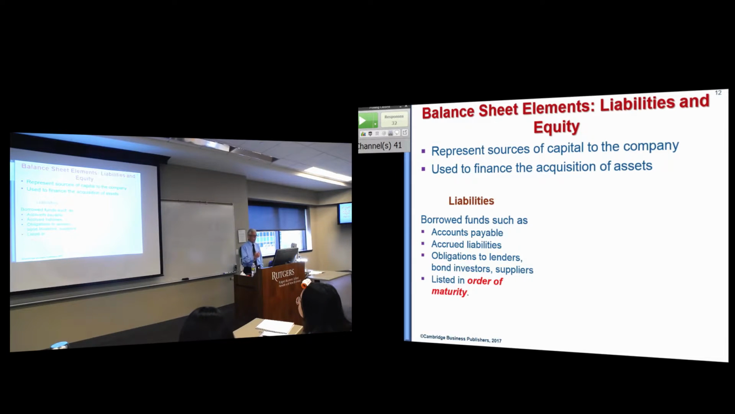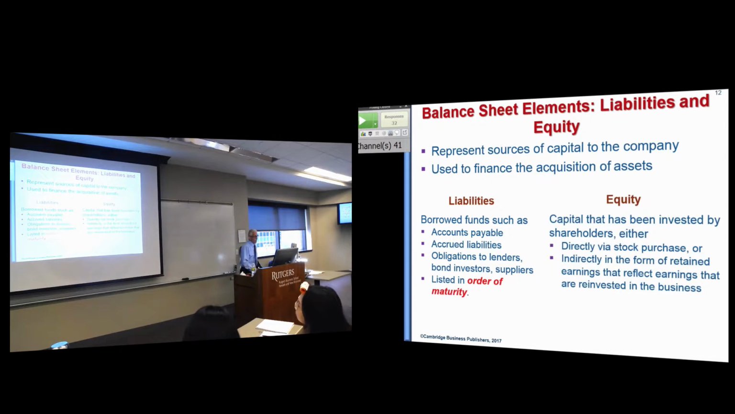And then, of course, we have investors, bonds that we might issue. We may borrow from banks, and we list liabilities in the order of maturity, current to non-current. Equity, we know that it's either obtained from contributions by stockholders, stock purchase, or internal funds, retained earnings, reinvested in the business.